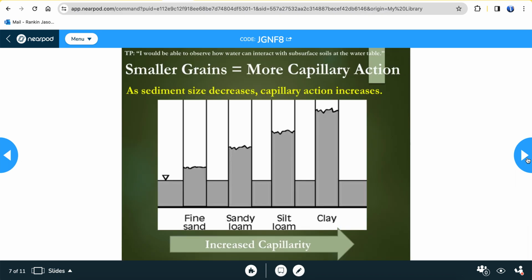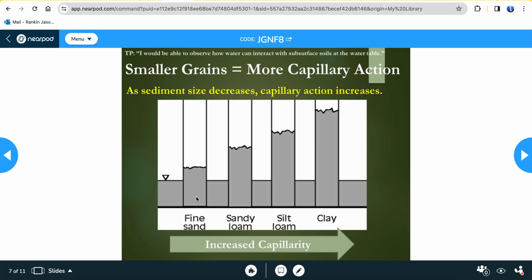All right, let's get this down. So here is a relationship. This could be a graphing relationship. As sediment size decreases, capillary action increases. If one goes up and one goes down, that would have to be an inverse or indirect relationship.